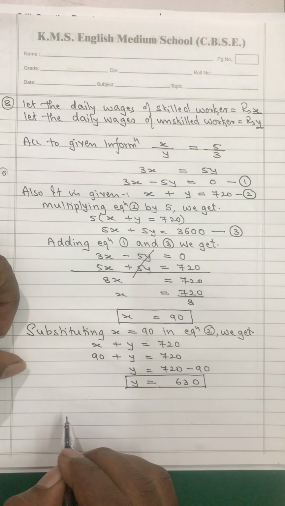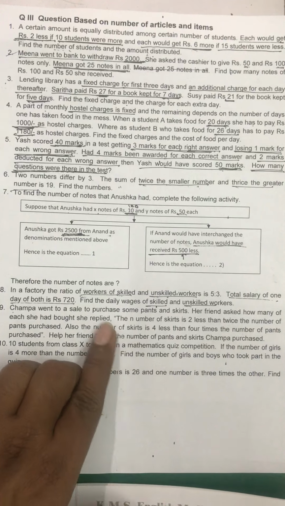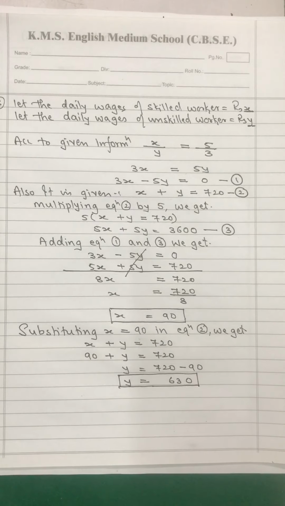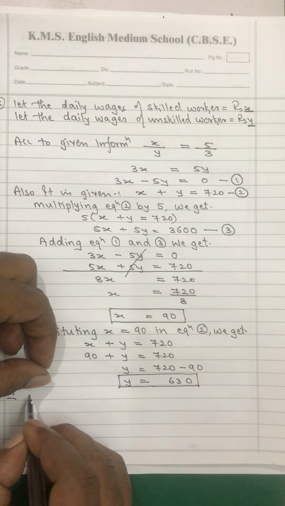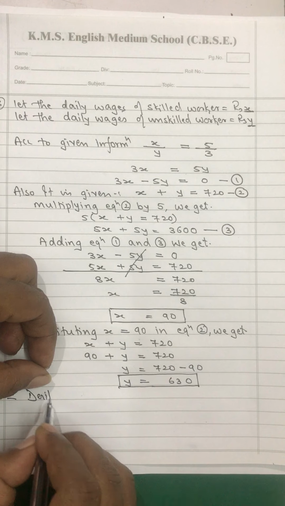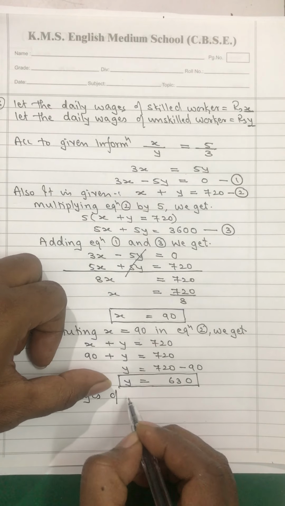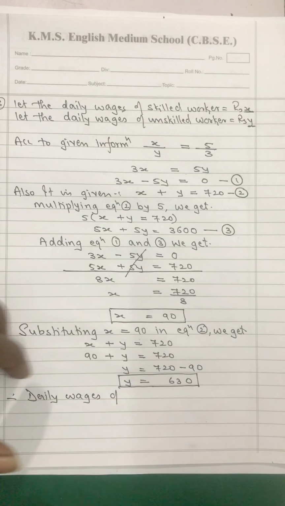Now what is the question they have asked? We have got the value of x and y. Find the daily wages of skilled, that is all. That is the daily wages of skilled and unskilled worker. So how is that? Why is this happening?